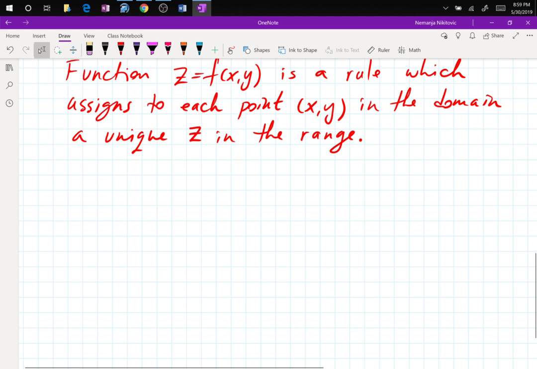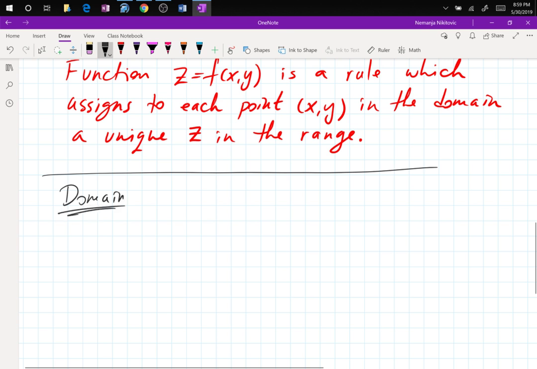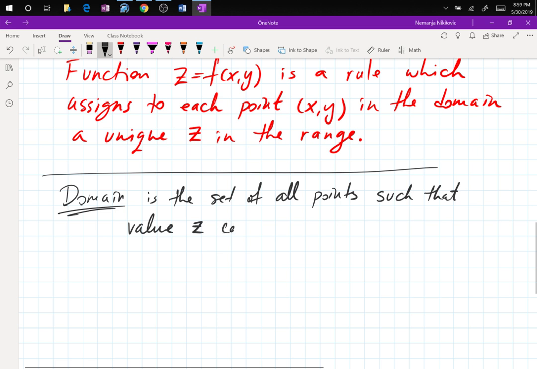So to talk a little bit more about domain, because it's important. Domain is the set of all points, x, y, such that value z can be computed.